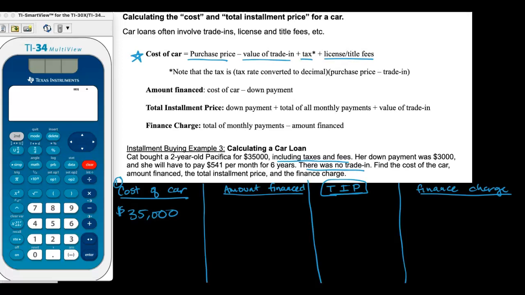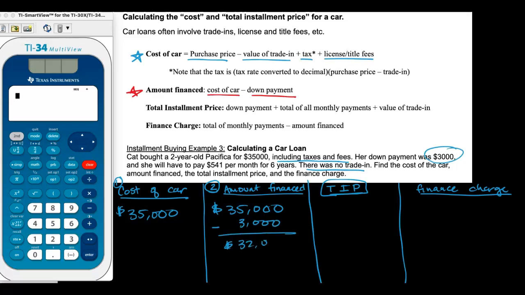And then the second step would be the amount financed. So that's the amount that's borrowed from the bank. To find the amount financed, and that would be this second formula here, we're going to take the cost of the car and subtract the down payment. So the cost of the car is $35,000, and then we subtract the down payment of $3,000. That gives us $32,000. So that's the amount that Kat is borrowing from the bank.